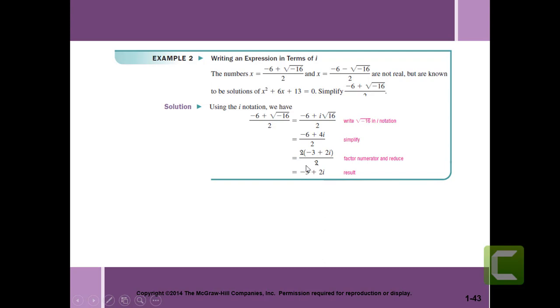Now, if we take this and plug it in for x here and here, we'll end up getting 0. It'll solve. If we plug this in for x, we'll get a true statement.